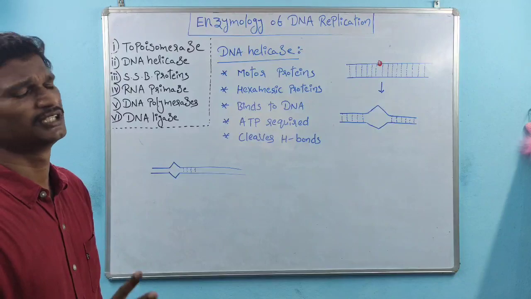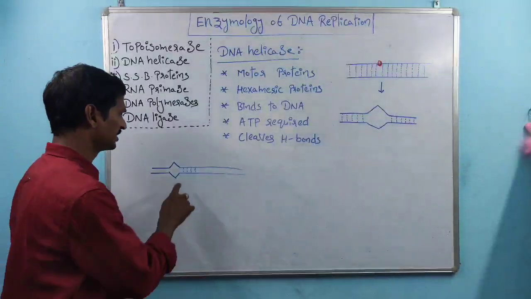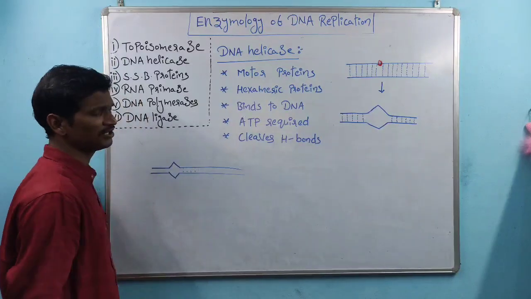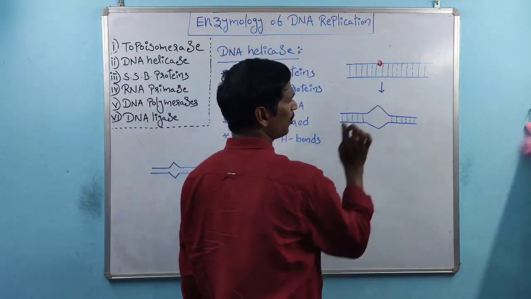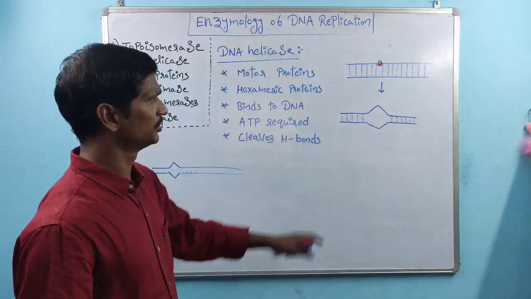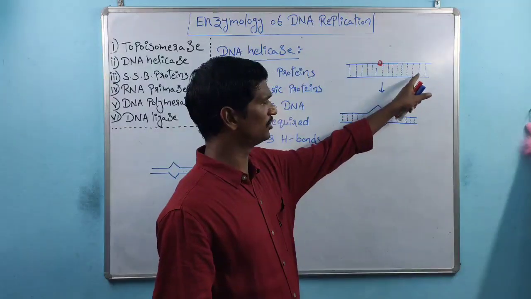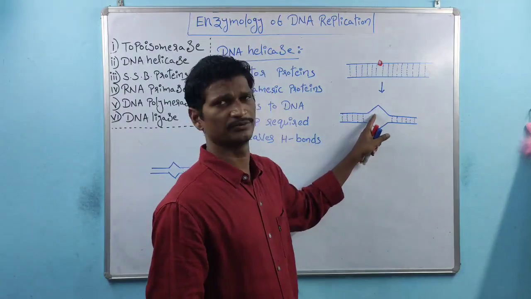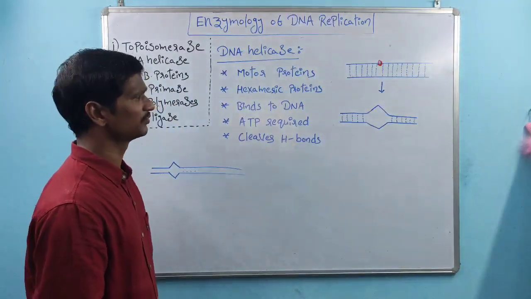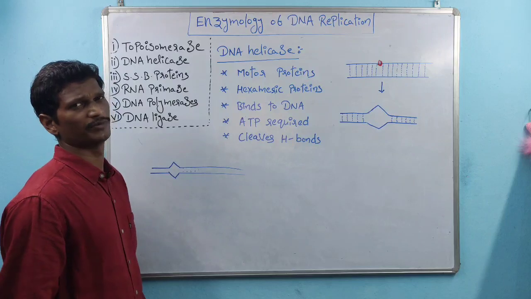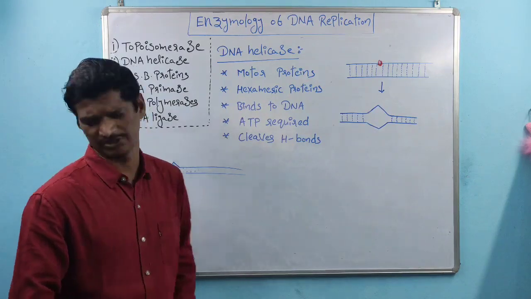DNA helicase is the enzyme involved in the cleavage of hydrogen bonds. Once the hydrogen bonds are cleaved, an open bubble formation takes place. All these indicate hydrogen bonds, and they are cleaved by the DNA helicase enzyme.